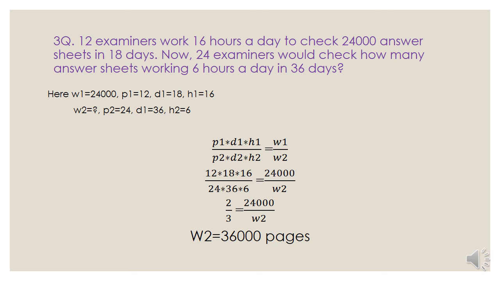So from the formula, W1 by W2 is equal to P1 into D1 into H1 by P2 into D2 into H2. Substituting the values, that is 12 into 18 into 16 by 24 into 36 into 6 is equal to 24,000 by W2. By solving this we can get W2 is equal to 36,000 pages.